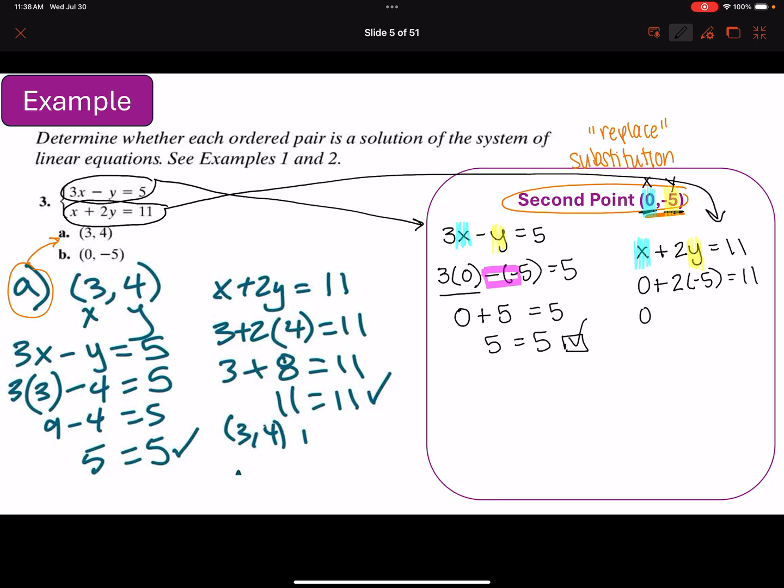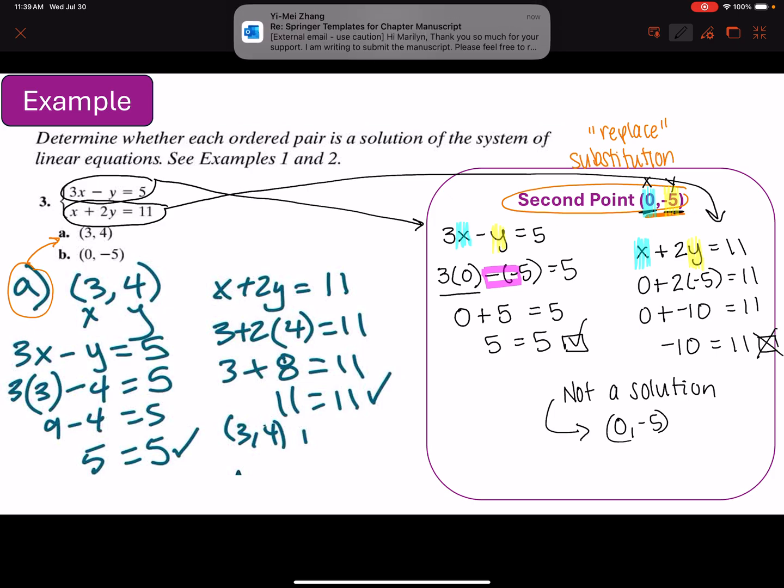0 hasn't had anything happen yet. It's still here, my x, plus 2 times -5 is -10 equals 11. 0 plus -10 is -10 equals 11. This is not true. So this is not a solution. So 0, -5 is not a solution because it works for the first equation, but it doesn't work for the second equation.